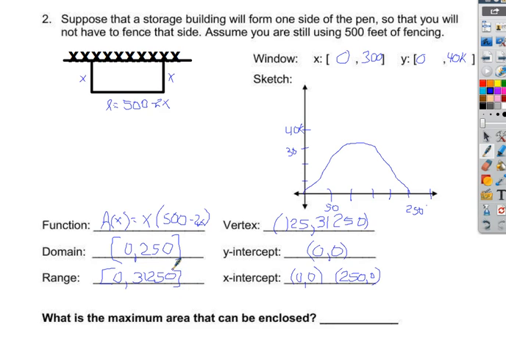All right, so we have all the information we needed, and it simply says, what is the maximum area that can be enclosed? We found that by finding the vertex of the parabola, and once again, that is 31,250.